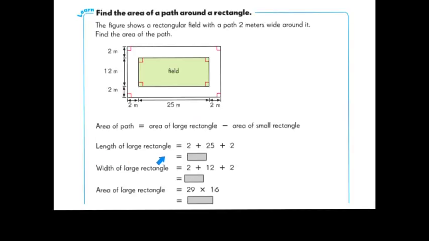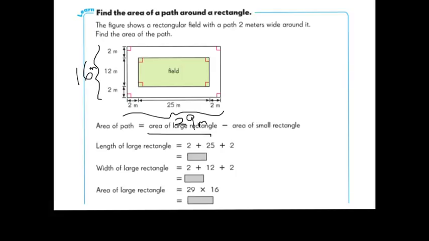So here we're going to use the subtraction method, which is: area of the path is equal to the area of the big rectangle minus the area of the small rectangle. So we need to find the areas of the two rectangles, which is pretty easy, right? First, let's do the area of the large rectangle. What is the width? It's 12 plus 2 plus 2, which is 16. The length is 25 plus 2 plus 2, which is 29.